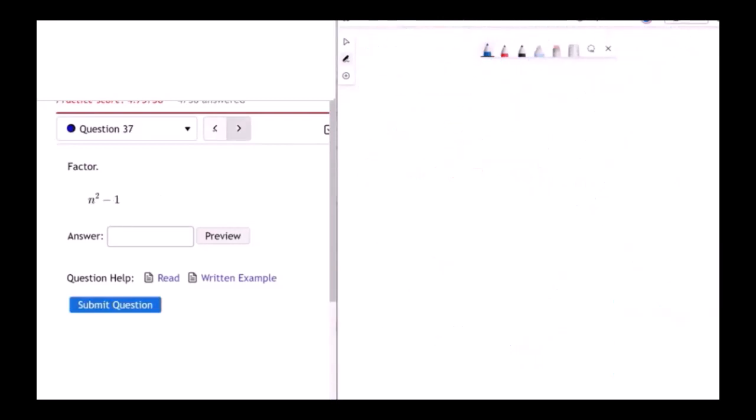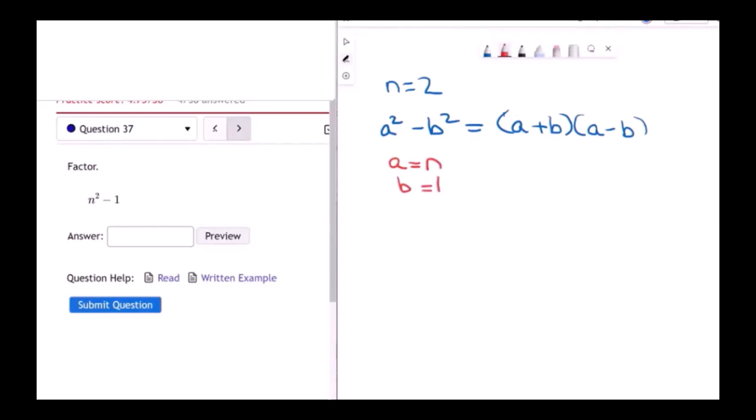We took care of when n equals 4. We took care of when n equals 3. The last one, n equals 2. And that's where the difference of squares is. If I have a squared minus b squared, that's always going to equal a plus b times a minus b. Well, if a here is n and b here is 1, then I would have n squared minus 1 squared. Well, that's what I start with. I can factor this to n plus 1 times n minus 1.